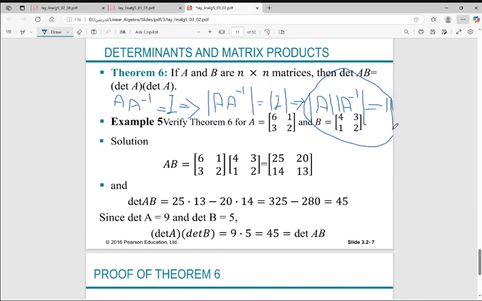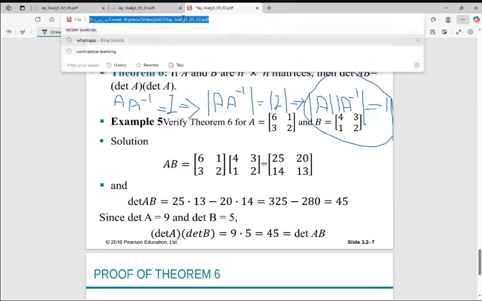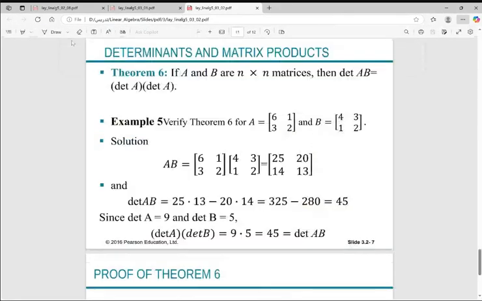So you have this relation. Determinant of A times determinant of A minus 1 gives you 1. This means determinant of A minus 1 is the inverse of determinant of A. Right? So this is also an important point. Please keep this in your mind.